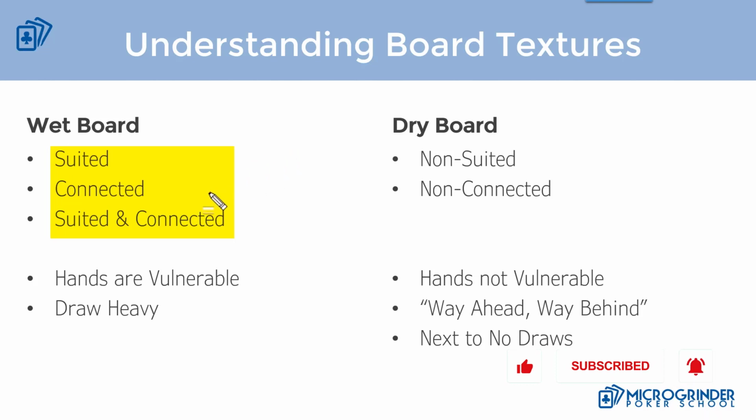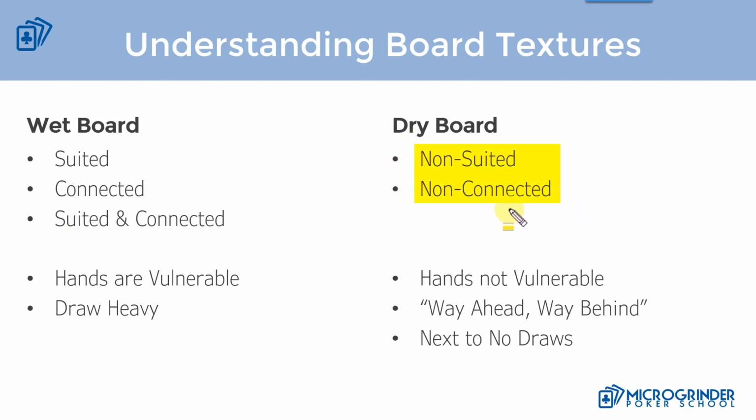So a wet board texture is going to make it so our value hands are going to be vulnerable to a lot of draws because, well, they're draw heavy, especially a suited and connected flop. On the flip side, a dry board is going to be the exact opposite. It's going to be non-suited, non-connected, and value hands typically are not going to be vulnerable to draws because there are typically next to no draws. That's why we call a dry board texture typically a way ahead or way behind situation, where either you're way ahead of your opponent's range or you're way behind, and the odds of you catching up are really next to none.